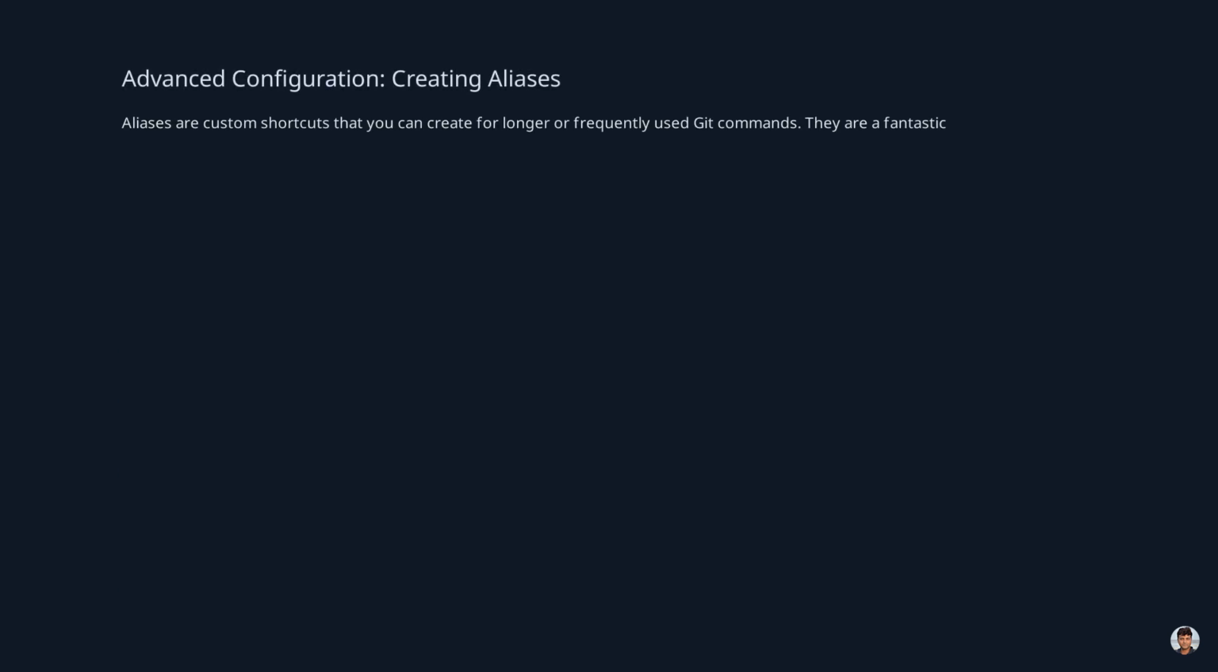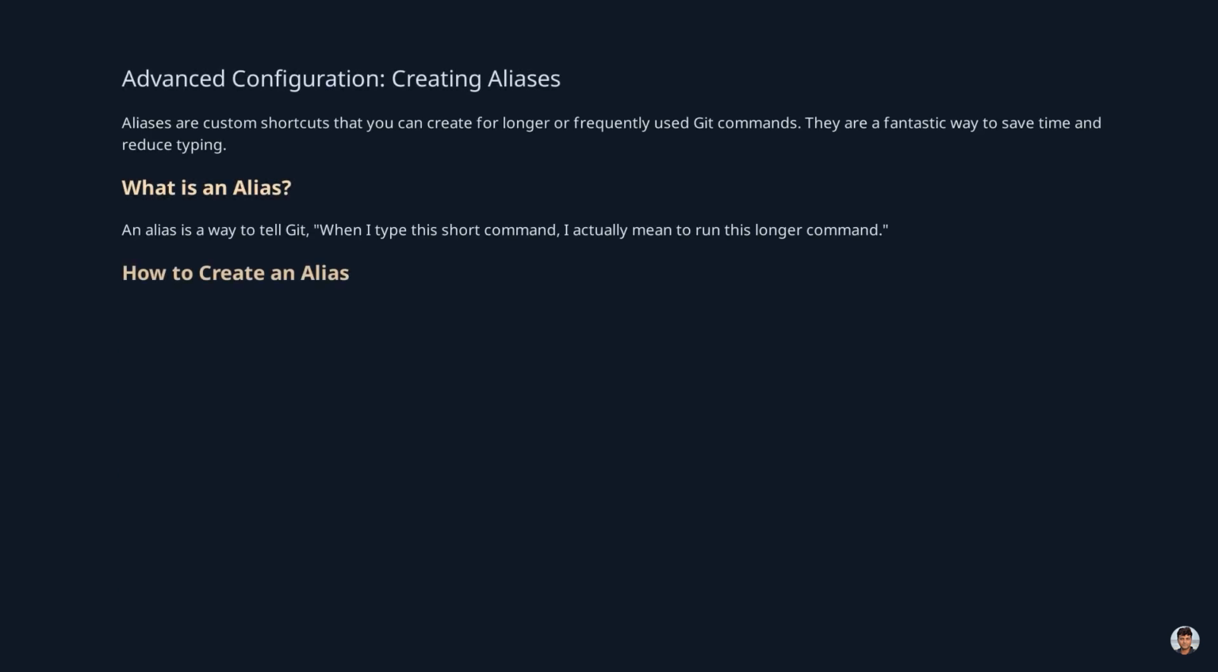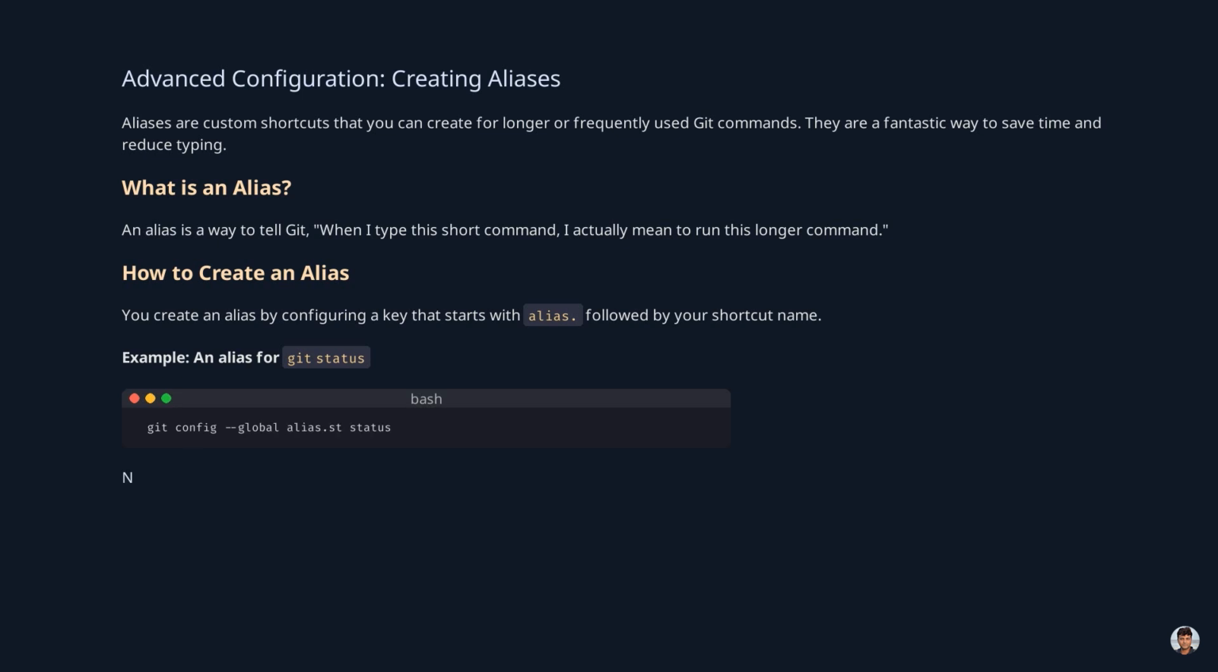Next, we will look at a really cool feature that can save you a lot of typing: aliases. Now for a feature that will make you much more efficient: aliases. An alias is simply a nickname or a shortcut you create for a longer Git command. This helps you save a lot of typing for the commands you use all the time. Let's look at how to create one.